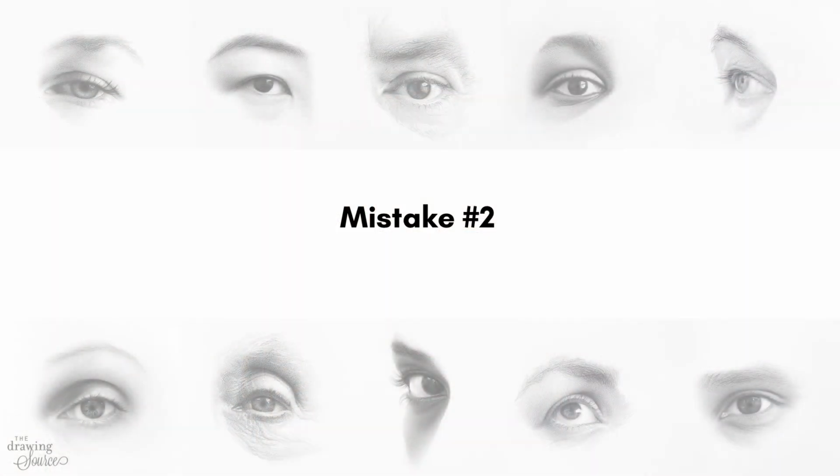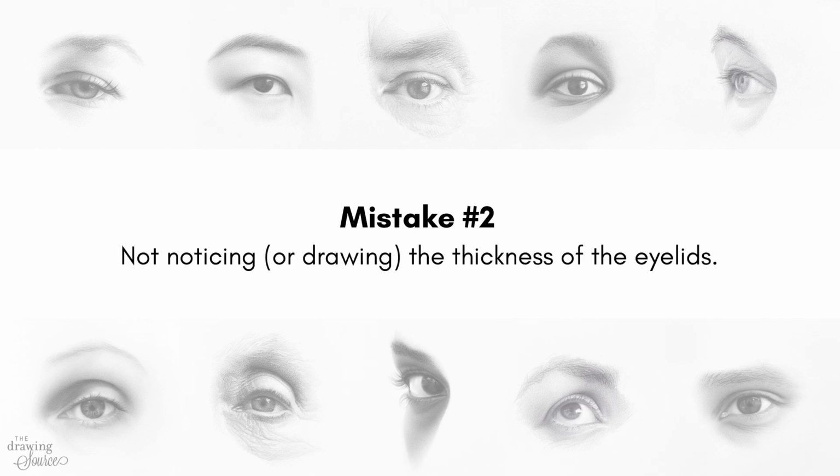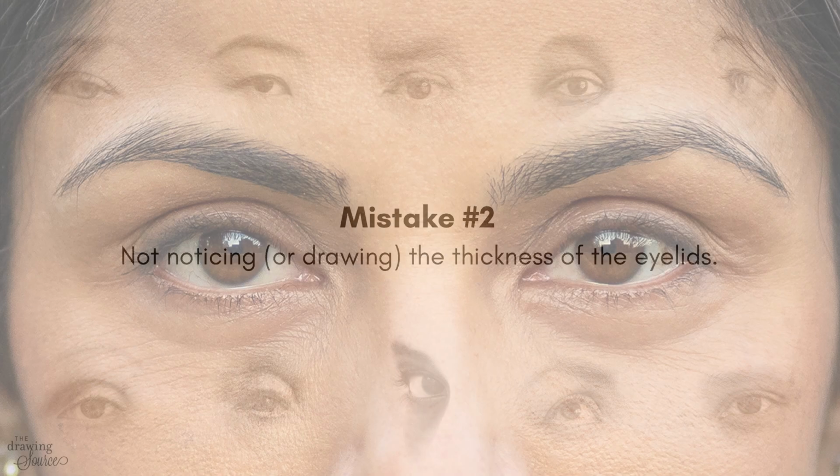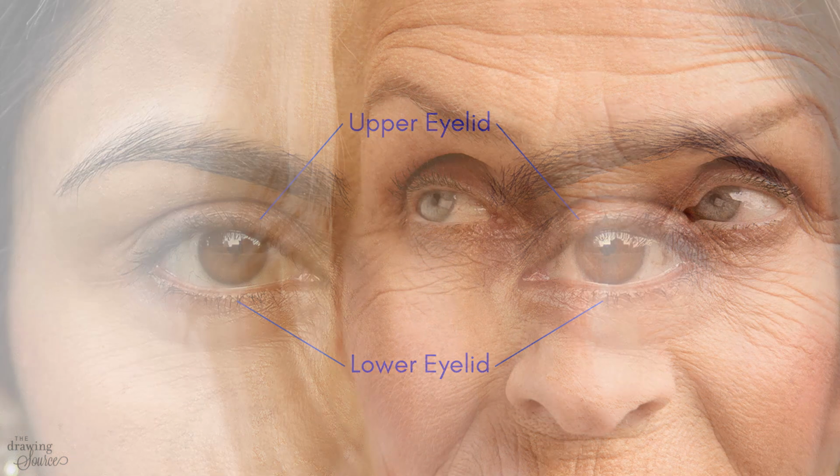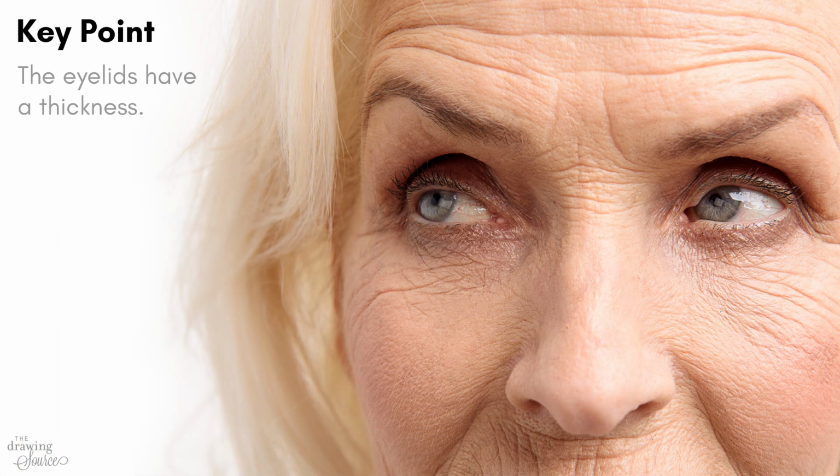The second common mistake I see is not noticing or drawing the thickness of the upper and lower eyelids. To make sure we're on the same page, the eyelids are the upper and lower folds of skin that protect the eye and keep the eye moist. Each eye has an upper eyelid and a lower eyelid. Key point here, the eyelids have a thickness.